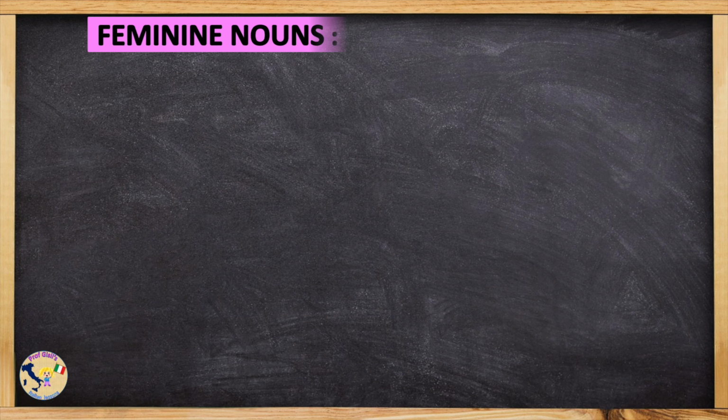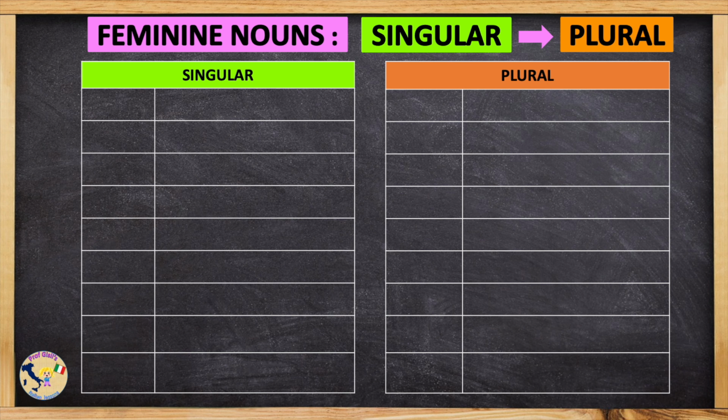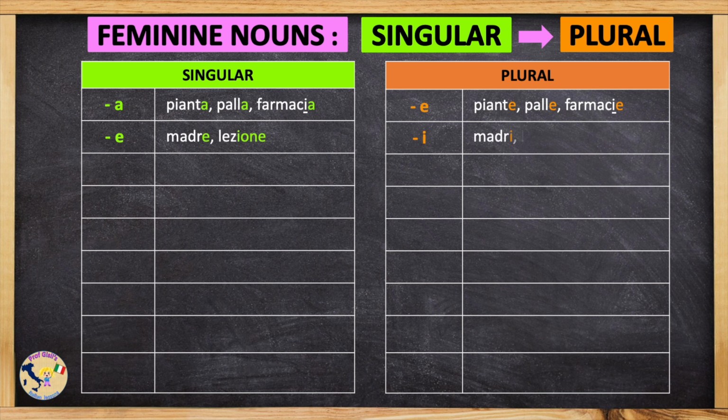Let's now look at how feminine nouns change from singular to plural. Feminine nouns ending in a in the singular end in e in the plural. So pianta, palla, farmacia become piante, palle, farmacie in the plural. Nouns ending in e in the singular end in I in the plural. So madre and lezione become madri and lezioni in the plural.